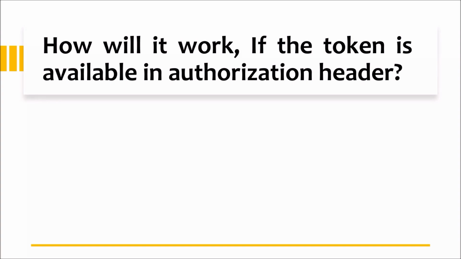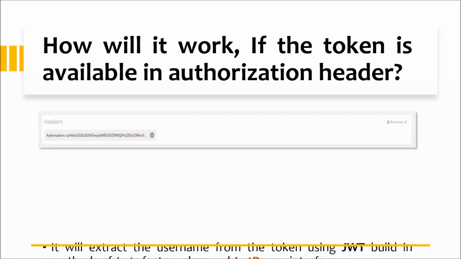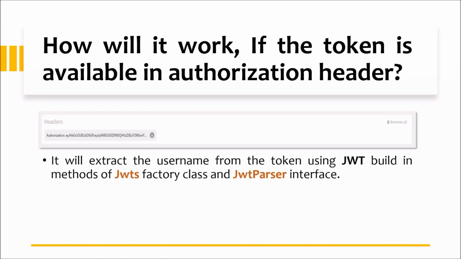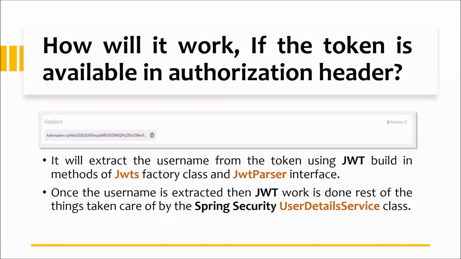How will it work if the token is available in the authorization header? Using this screenshot, you can clearly understand how we are going to send the token as part of the header. It will extract the username from the token using JWT built-in methods of JWTs factory class and JWT parser interface. Once the username is extracted, then JWT work is done. The rest of the things are taken care of by the Spring Security user details service class.